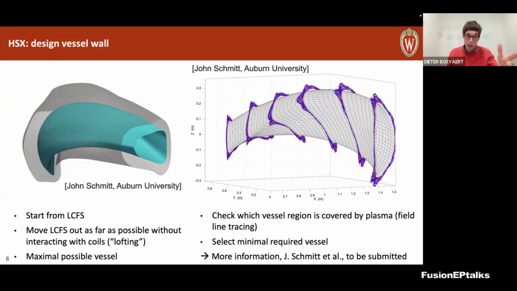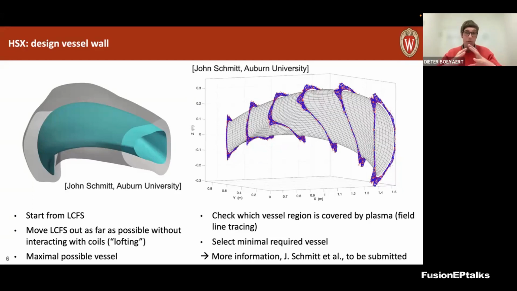If yes, perfect, and that's what we obtain here, the gray figure on the left, and then we can go further. Now, this is a maximum vessel that is ideal when you want to install something inside because you have a lot of space, but there is one big disadvantage of it: we still have these coils from HSX around. We still have to fit this vessel somehow in the coil structure. And for that, it is of course more of an advantage if we don't need all this space.